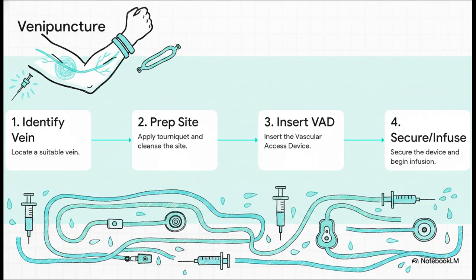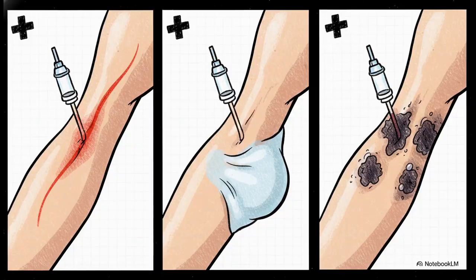We do it through venipuncture, which is the whole process of getting into a vein. We use something called a vascular access device, or VAD. That's just the umbrella term for any kind of IV catheter or port that we use to deliver the therapy. But of course, it's not without risks. There are a few key complications you've got to watch for.